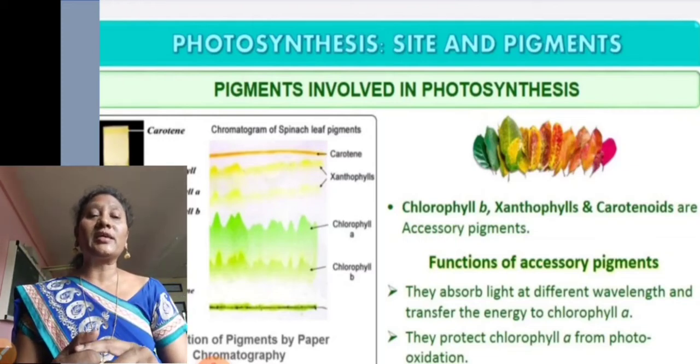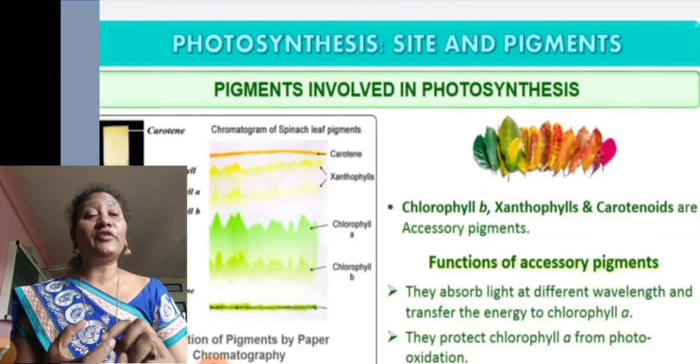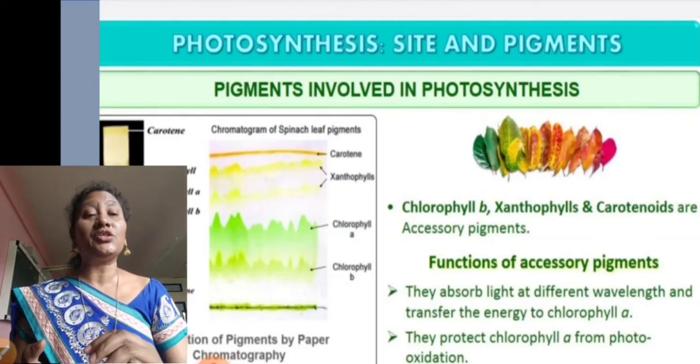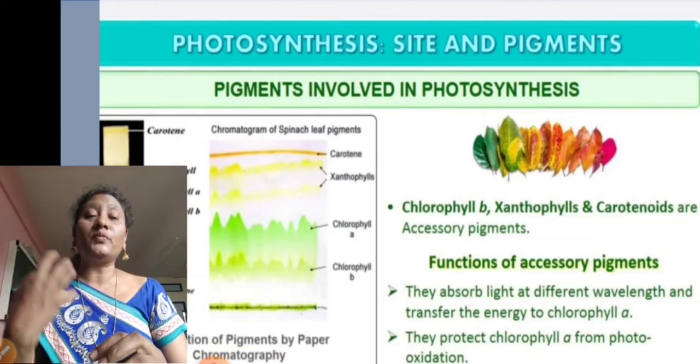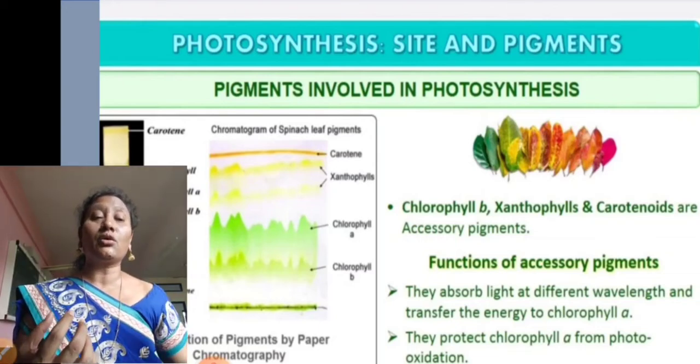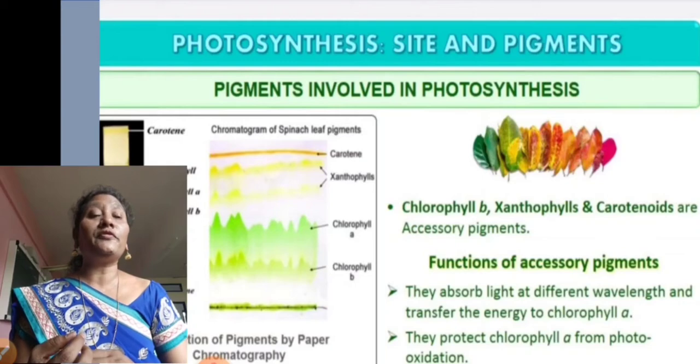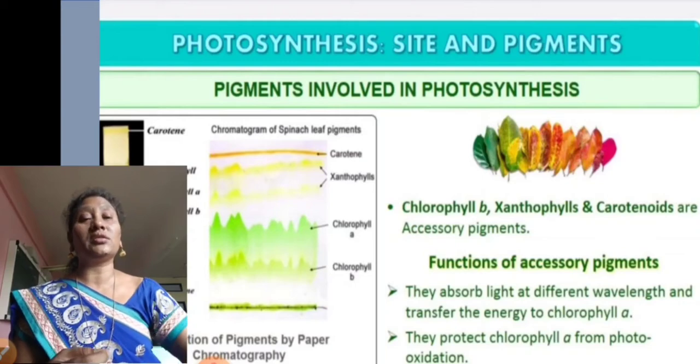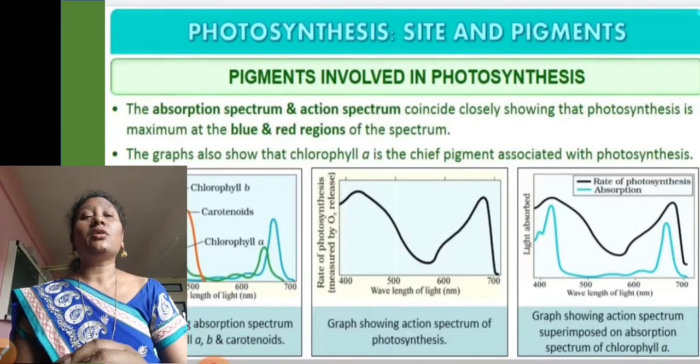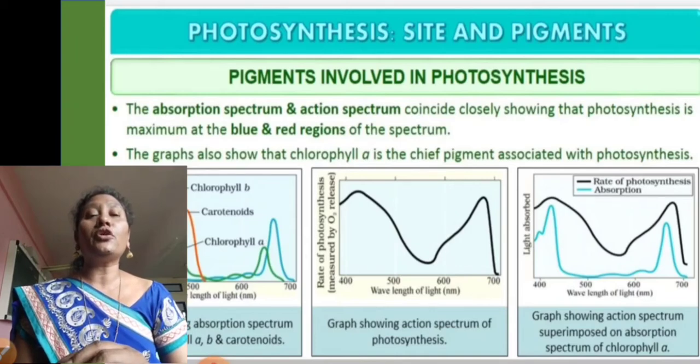So what are the functions of accessory pigments? They absorb light at different wavelengths and transfer the energy to chlorophyll. They absorb the light and it is transferred to the chlorophyll. They protect chlorophyll A from photooxidation. So they protect the chlorophyll in the process of photooxidation.